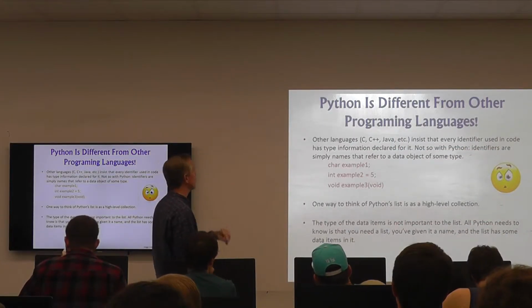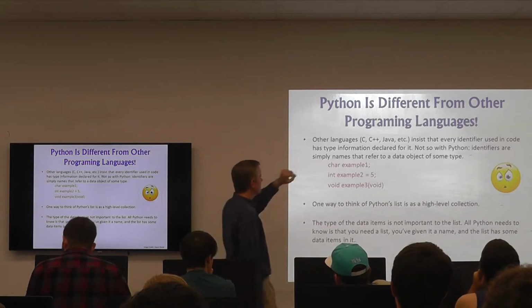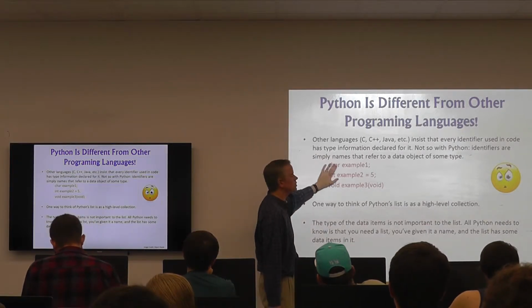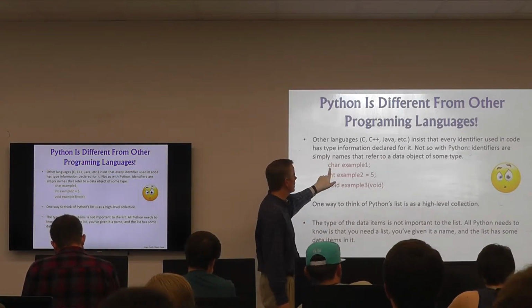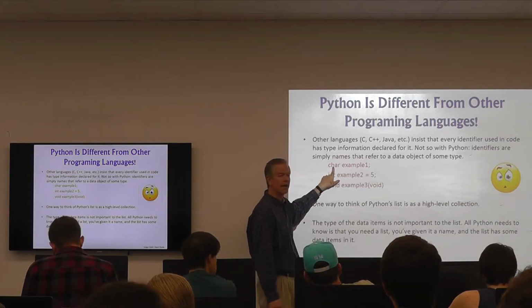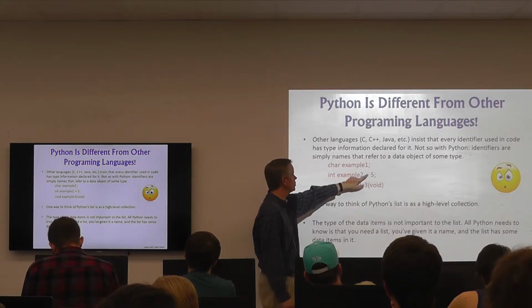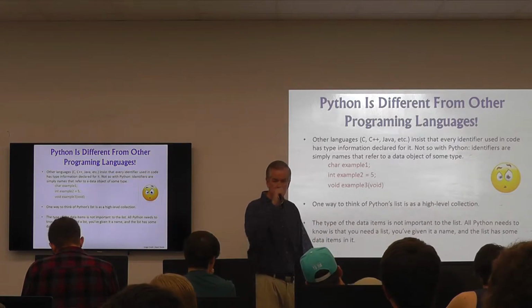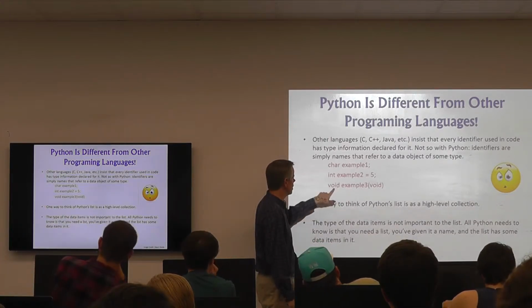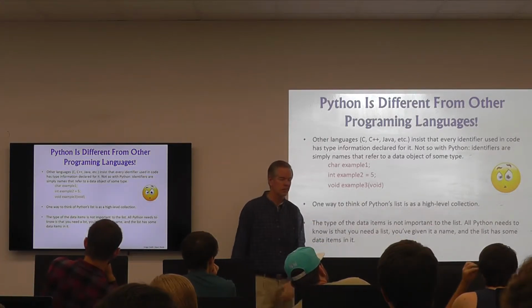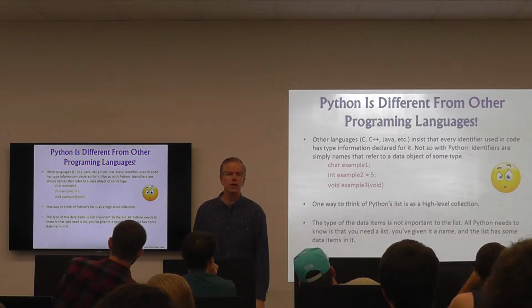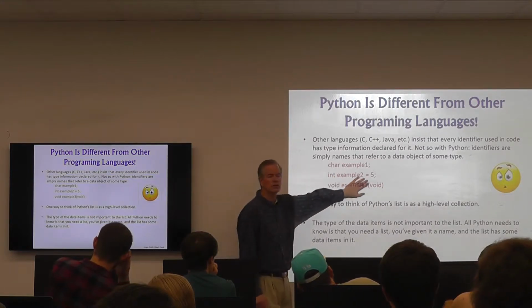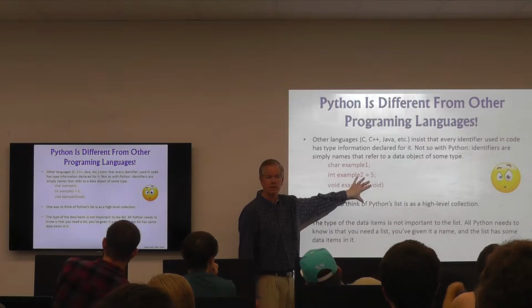Okay. Python is different from other programming languages, because C, C++, they insist that you tell it what you're going to be dealing with. Character, example 1. So example 1 is a character variable. Integer, example 2 equals 5. That means that you got an integer is what example 2 is. Void is example 3. It means that it doesn't actually have any value whatsoever. If you take a look at any of these other languages, before you use a variable, you have to declare what it's going to be.